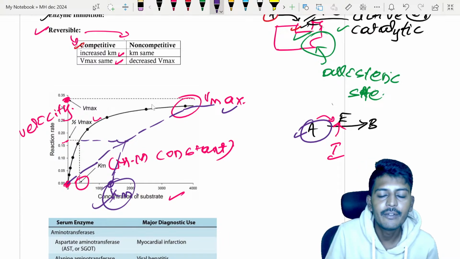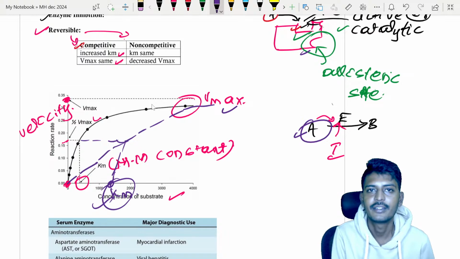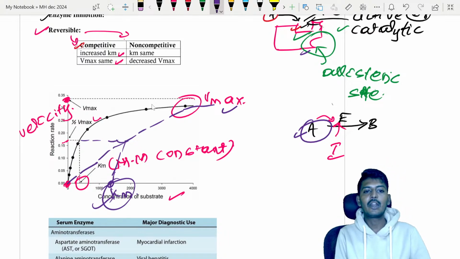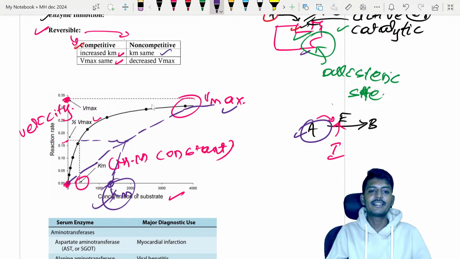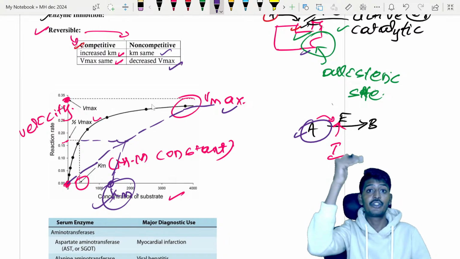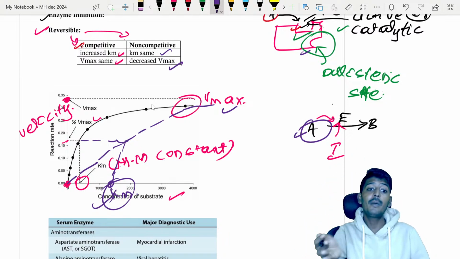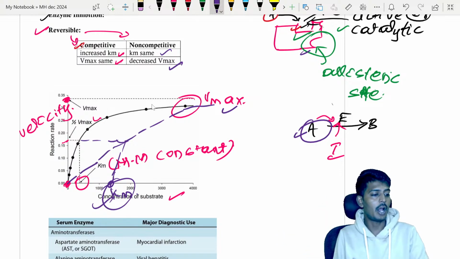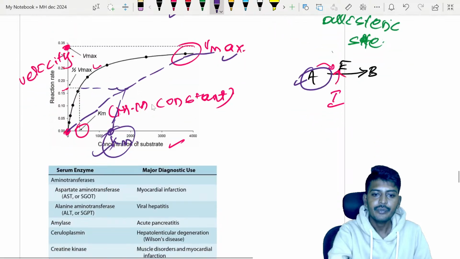But in non-competitive inhibition, binding occurs at an allosteric site. Because of the binding at the allosteric site, the Km remains the same, but Vmax will decrease. It means you cannot achieve the original rate of reaction however much you change the amount of substrate. So that is non-competitive inhibition.